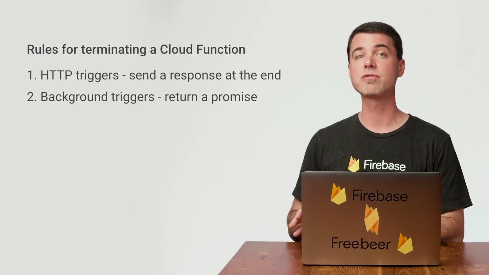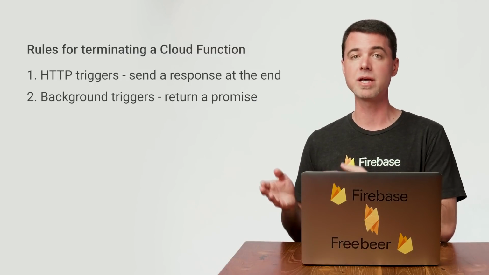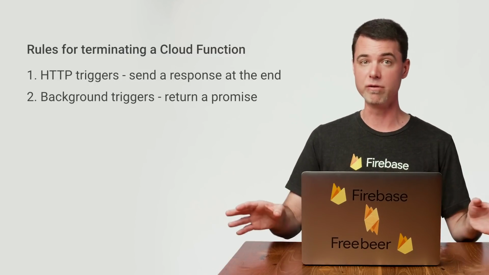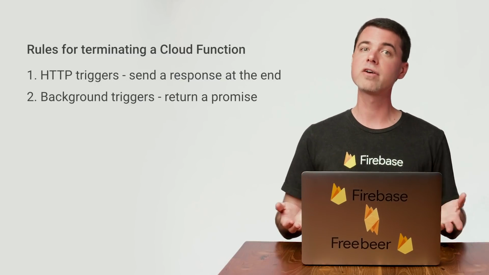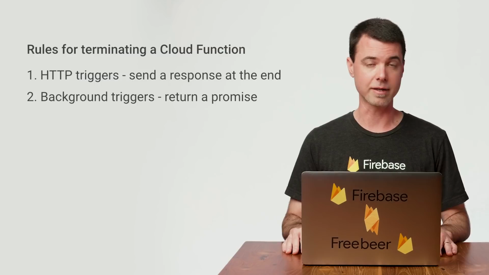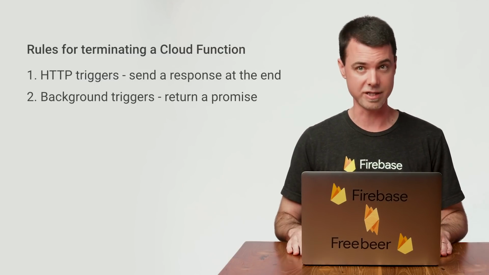When you return a promise from a background function like this, it tells Cloud Functions to wait until the promise becomes fulfilled or rejected before moving on and cleaning up that function. If you return any other type of value, Cloud Functions will ignore it and terminate the function immediately. All right, enough talk. Let's look at some code. Today, I'll show you an HTTP function.